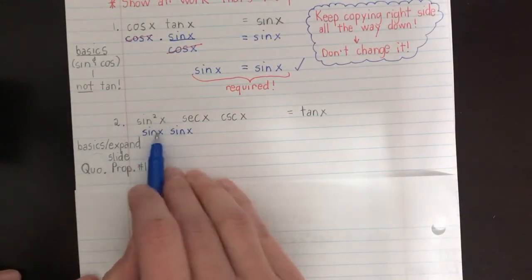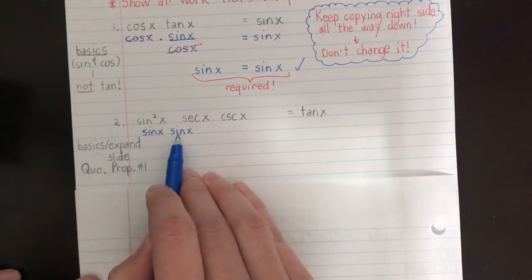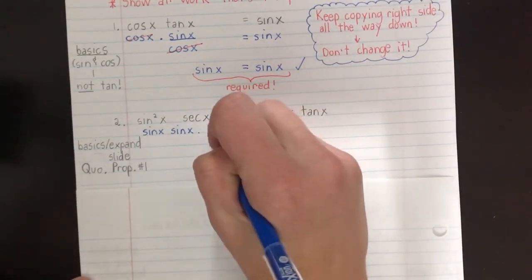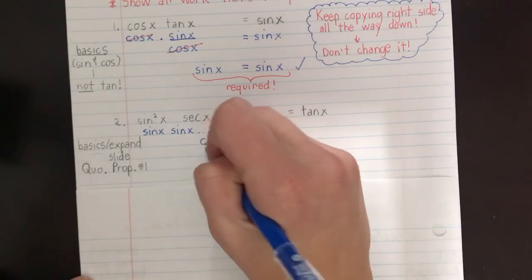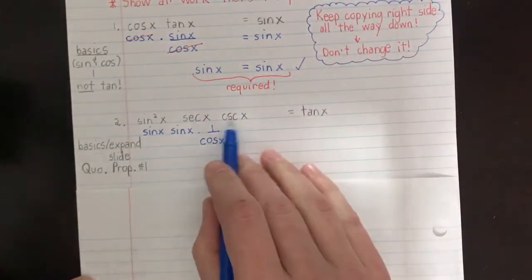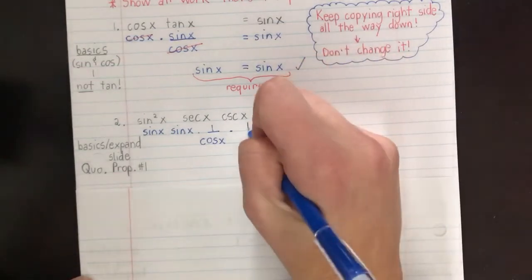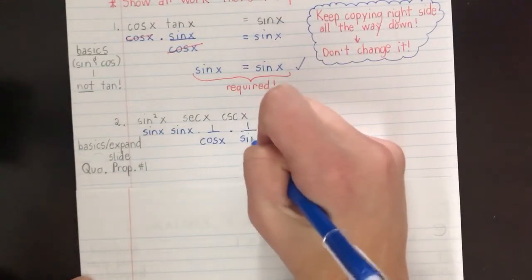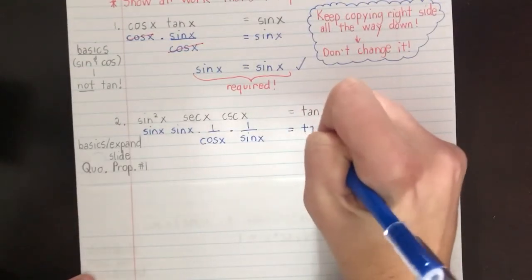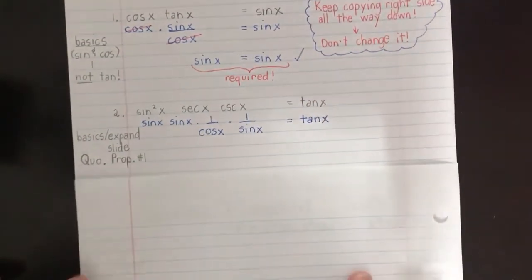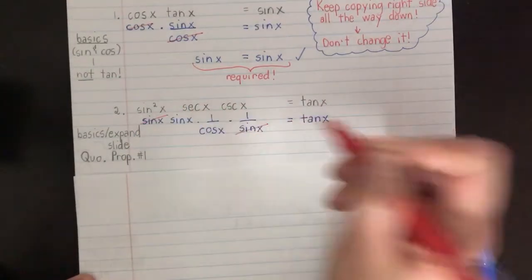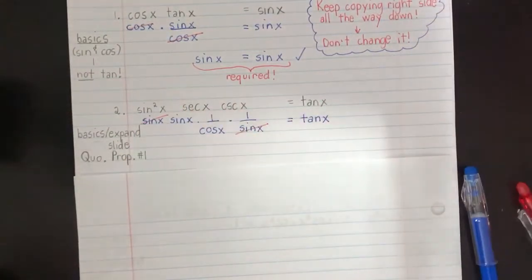Sine squared of x means sine of x, sine of x. And then secant, of course, is 1 over cosine of x. And cosecant of x is 1 over sine of x. So aren't you glad we expanded? And of course, I'm going to copy the right. Because look what happens. One of these sine of x simplifies with one of these sine of x.